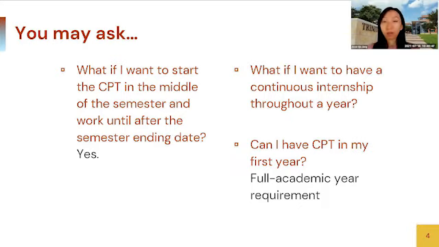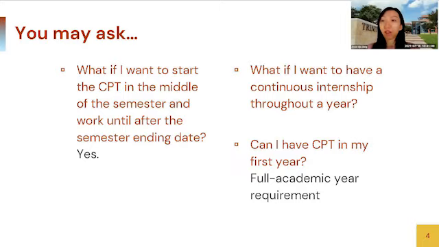You will need to coordinate with these three departments, your professor, your academic advisor, and ISSS, to work out a plan. Second question, what if I want to have a continuous internship throughout a year? You will need to apply for CPT for each semester. So the CPT is based on semester.